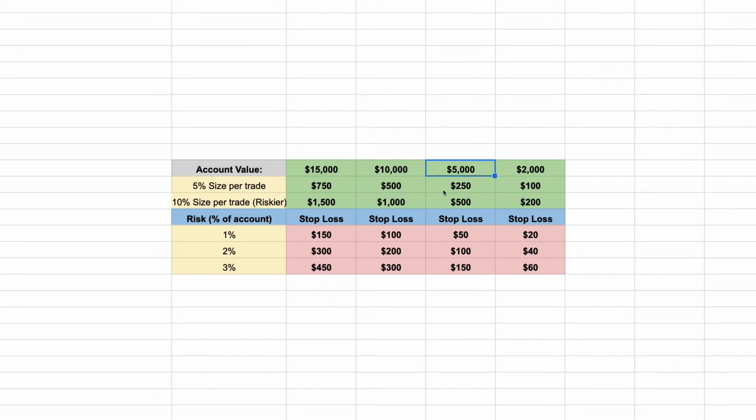I think 5% size per trade is a solid, conservative, safe way to trade. And what that means is every play you take, you're only playing with 5% of your account size. So for a $5,000 account, that's $250.